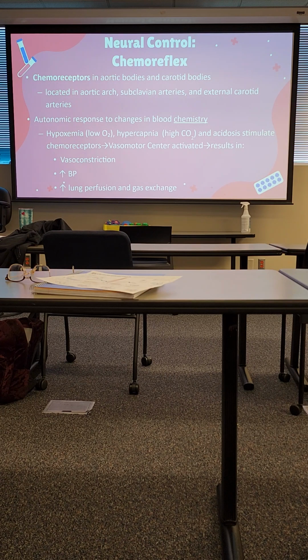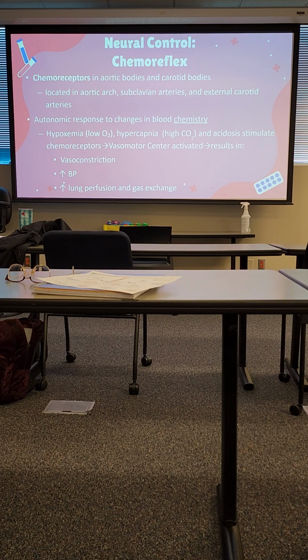So if we have hypoxemia, meaning low oxygen, or hypercapnia, meaning high carbon dioxide, right? It's going to stimulate those chemoreceptors and say, okay, we need to do something. So we're going to vasoconstrict, right? We're going to close up our blood vessels to help us increase our blood pressure, which is then going to push more blood to our lungs. So we have faster, more lung perfusion, meaning more blood flowing through the lungs for gas exchange, so we can get rid of the high amount of carbon dioxide because we don't want it and bring in more oxygen.